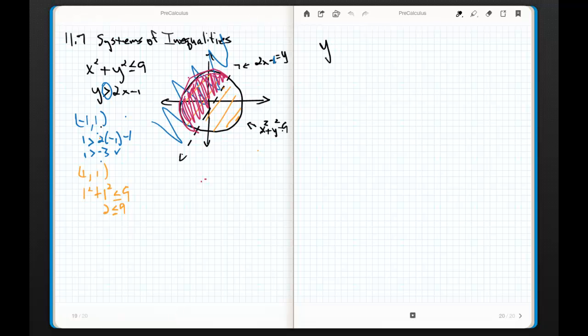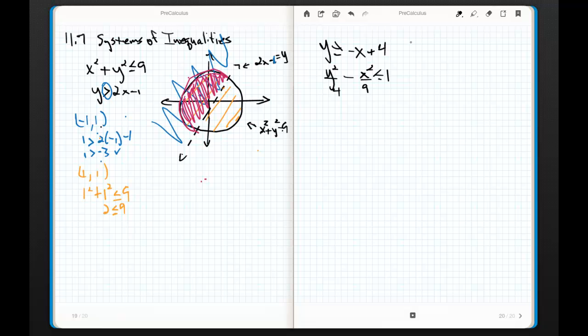How about y equals negative x plus 4? Let's make it greater than or equal to. And then, let's make this more fun than that. Let's go y squared over 4, minus x squared over 9 equals 1. Well, don't want equal to. Let's make it less than or equal to.